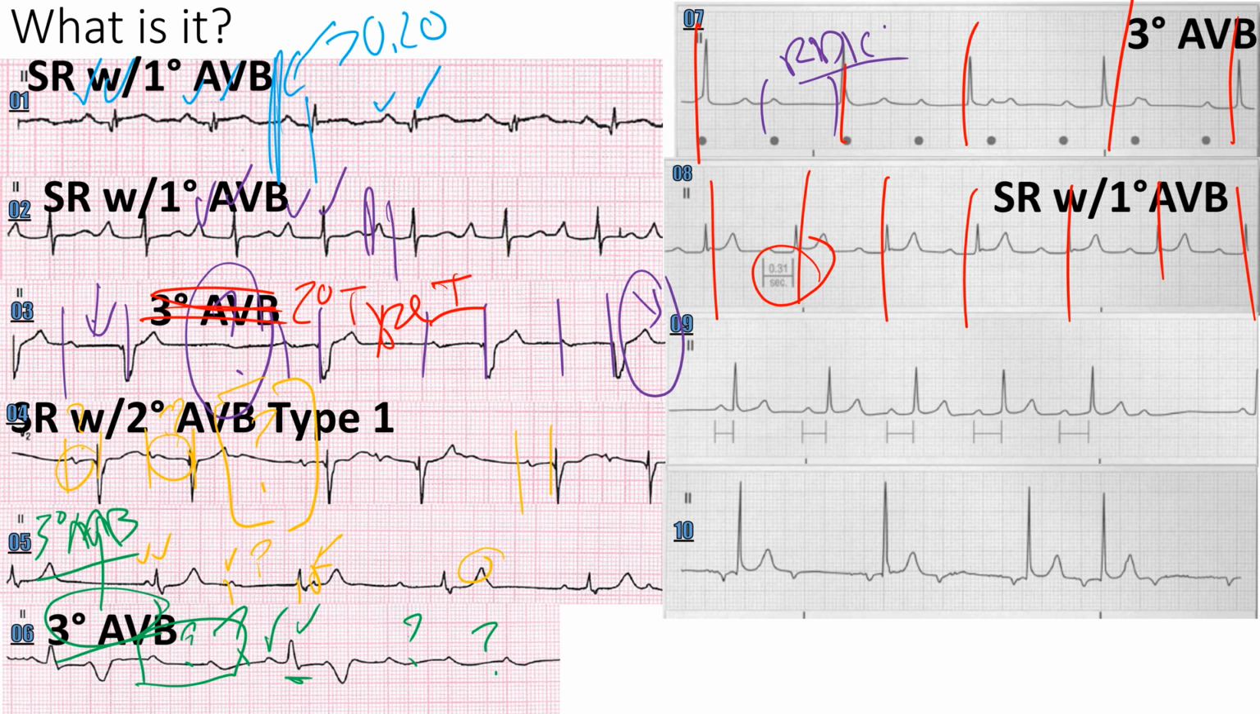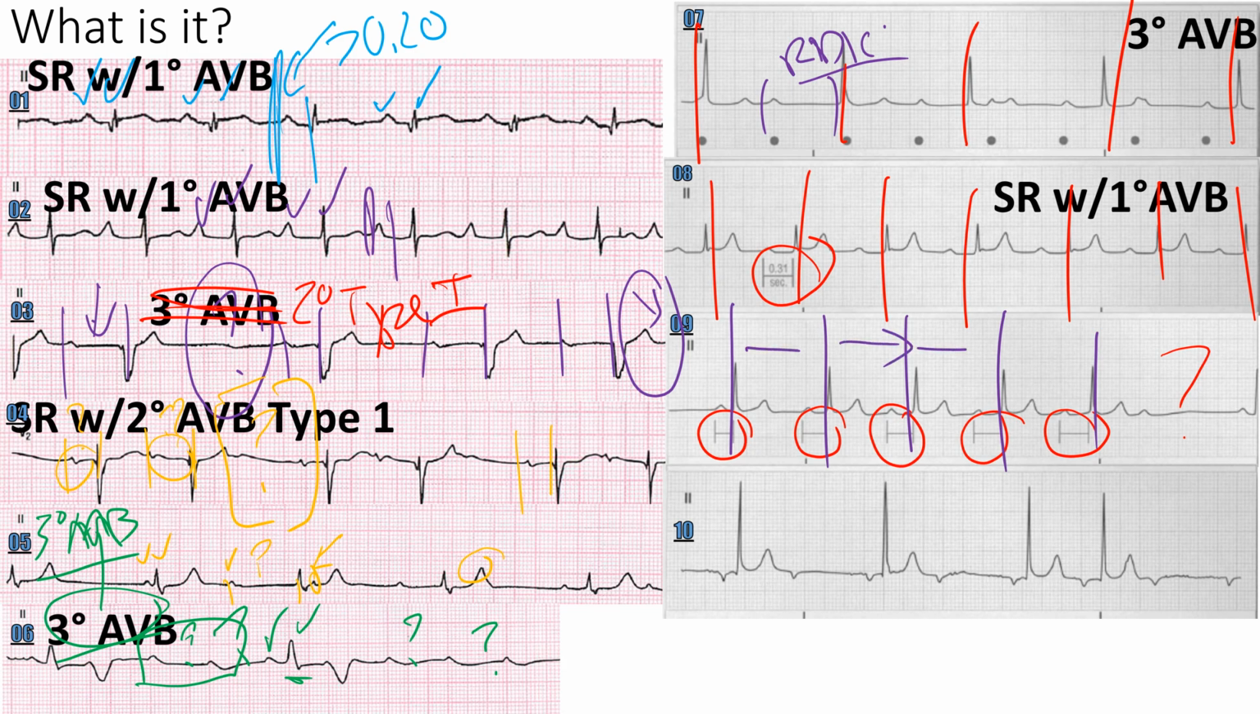What about number 9? These are kind of spoiling it here. These PR intervals are getting longer, and then what happened? Dropped. Can you see how this is irregular compared to the one right above, right? So it's getting longer, and then that's an irregular rhythm. So then what about number 10? What's happening there?